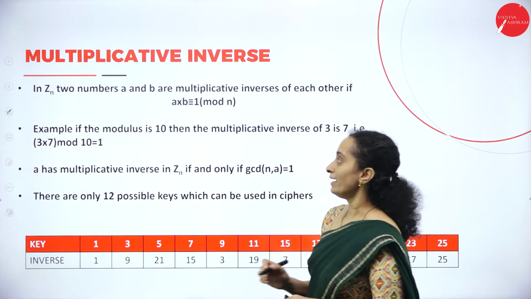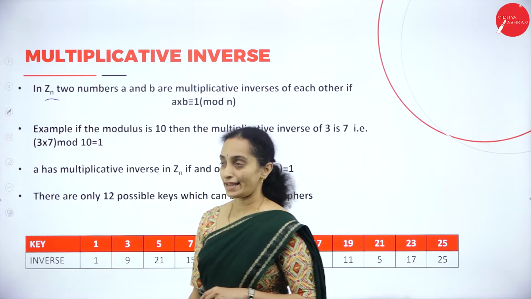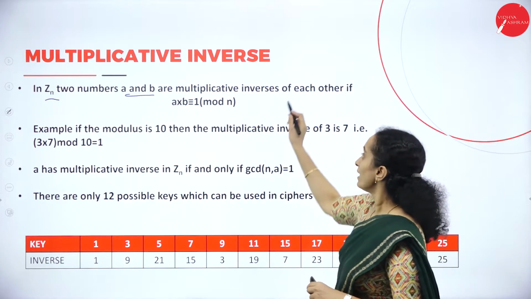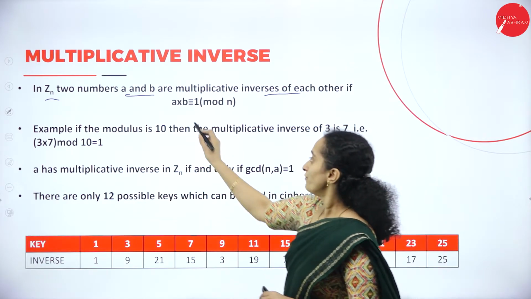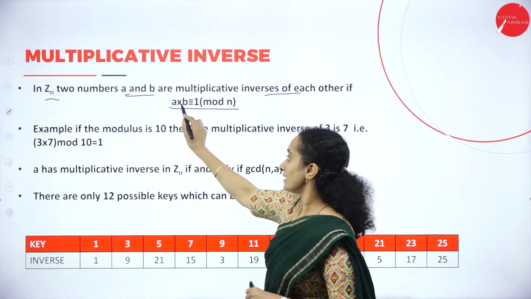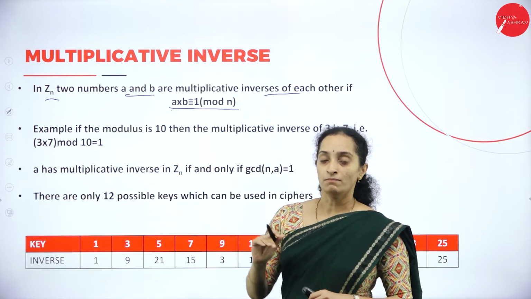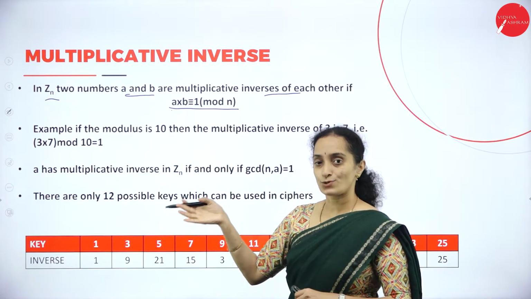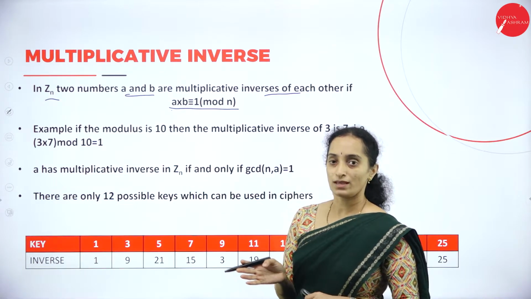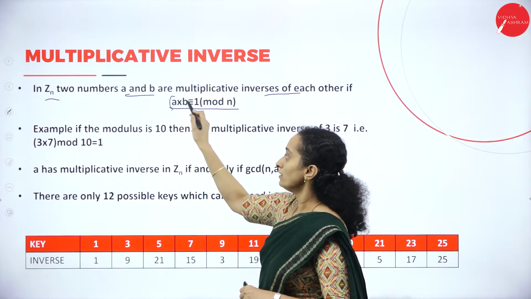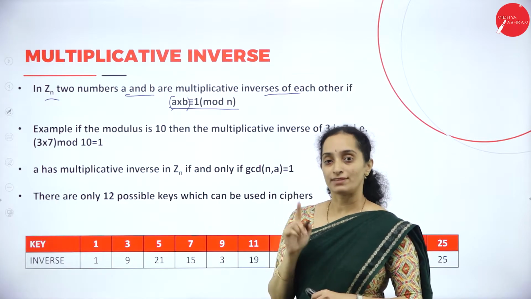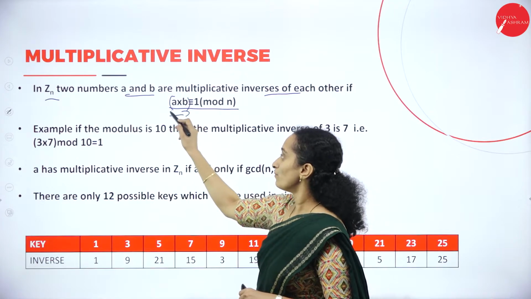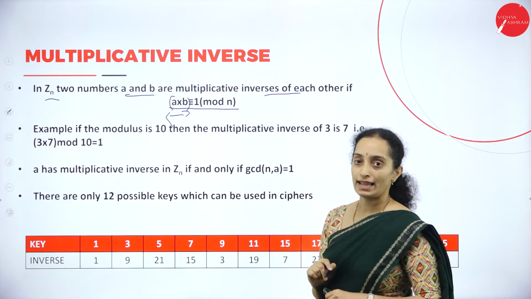Again we take Z to the base n. Two numbers a and b are said to be multiplicative inverse of each other if this expression holds true. That means a into b must become congruent to 1 when it is executed with the mod operation. Mod operation is performed on this product. If that result becomes equal to 1, then you can say that both are multiplicative inverses.